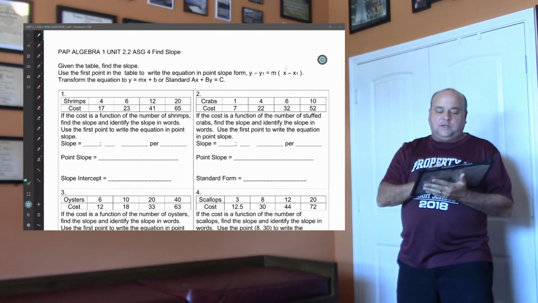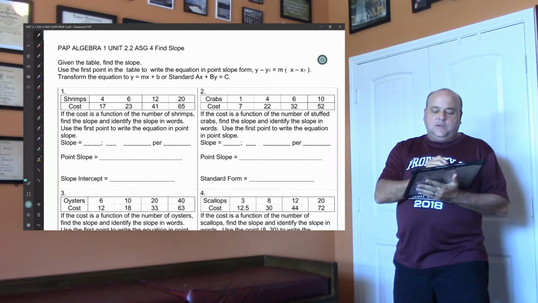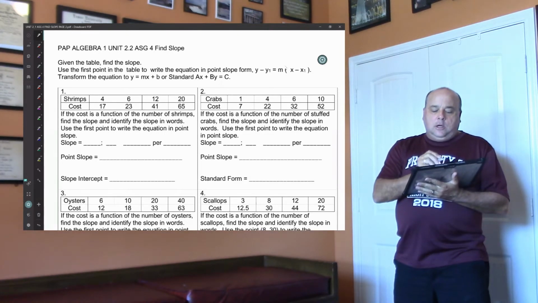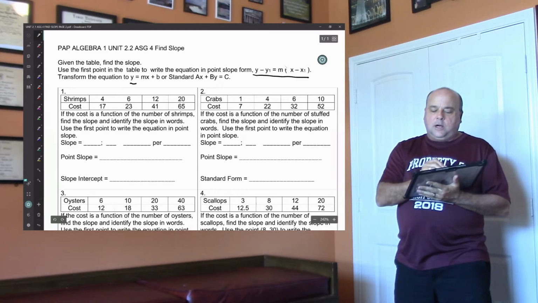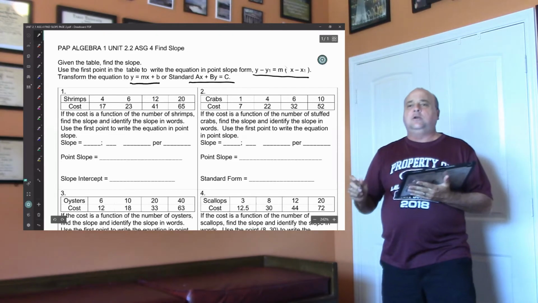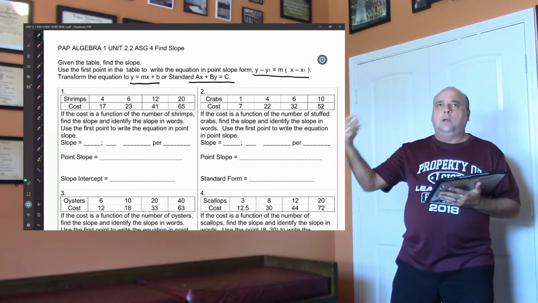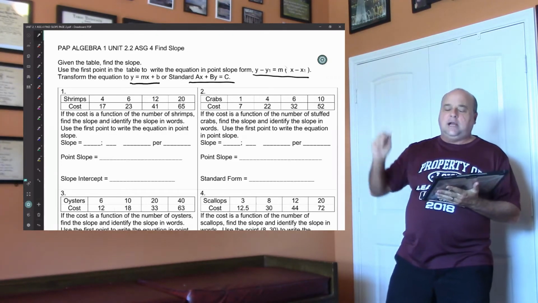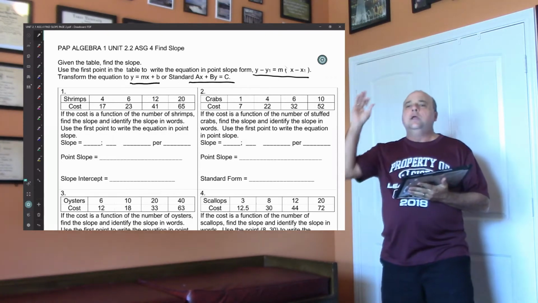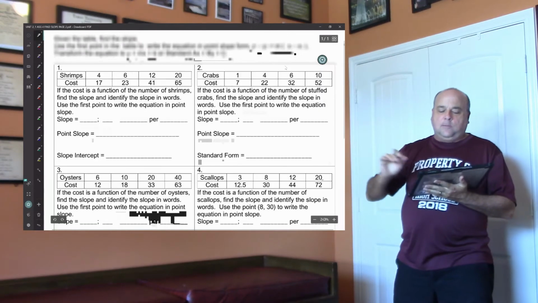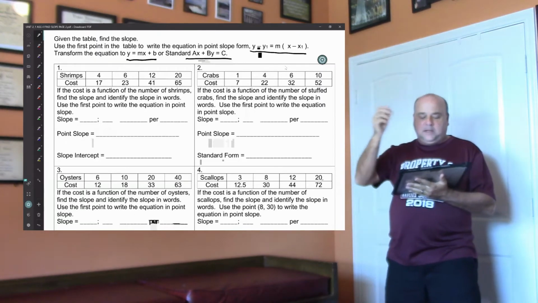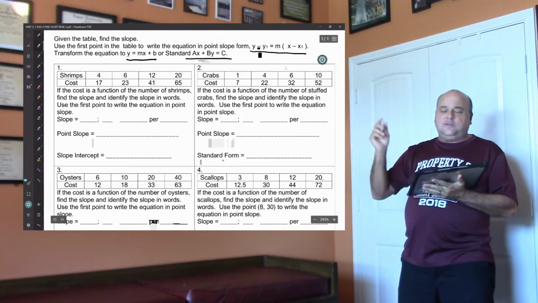So let's go through this problem. Notice on this one right here, we're going to find the slope, and then we're going to plug it into point slope, and then we're going to do mx plus b or standard. So we're going to find the slope, plug it into point slope, and then transform the equation. And I will do 2 of these problems with you. Okay, so let's go to number 1. Hopefully this will clear out, and we're going to get the slope.